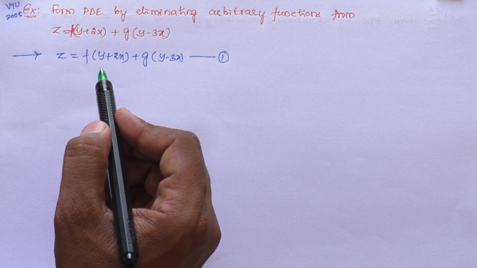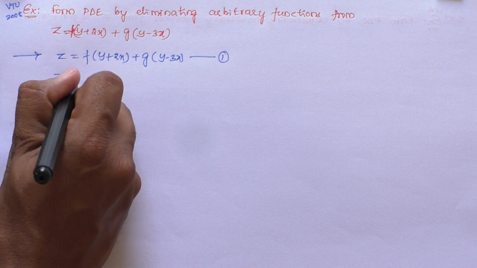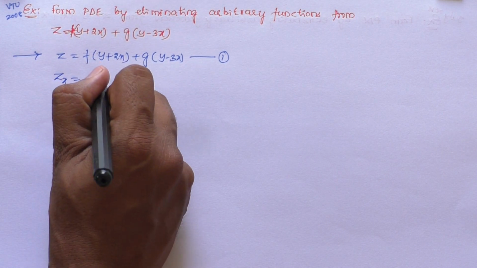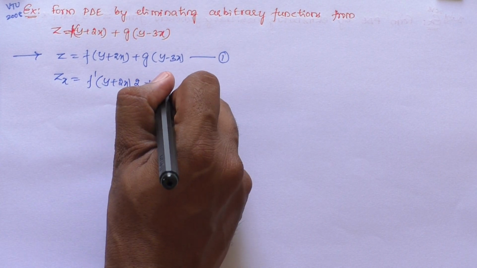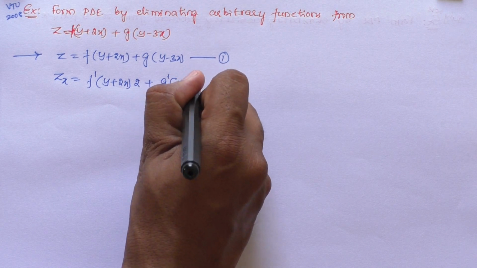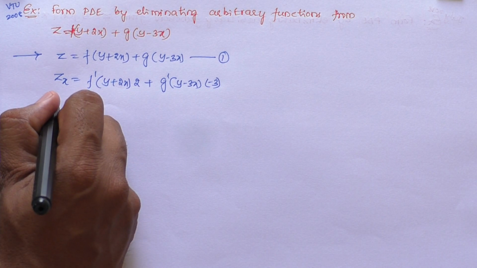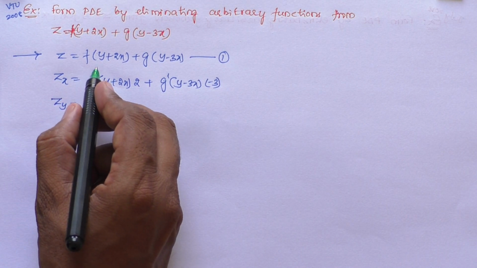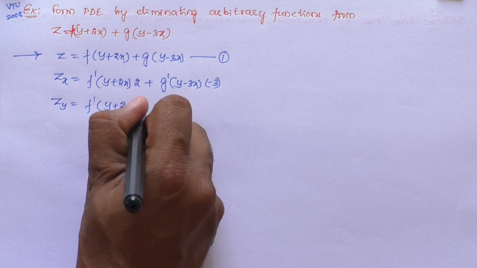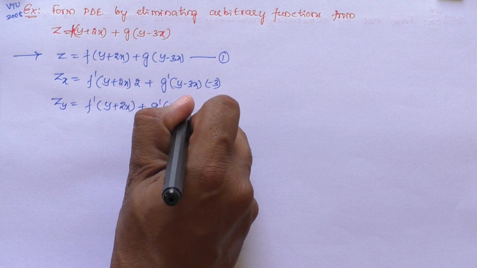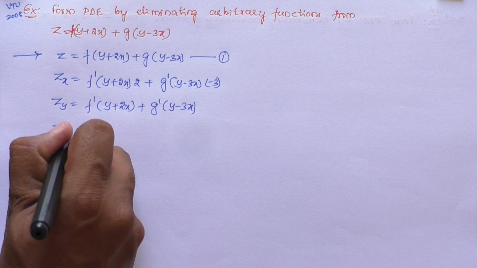So first differentiate with respect to x and with respect to y, one time and second time. So zx is f dash (y plus 2x) with respect to (y plus 2x) into 2, plus g dash (y minus 3x) into minus 3. So that is zx. Then zy, with respect to y: f dash (y plus 2x) plus g dash (y minus 3x). This is first order. Next you go for second order.